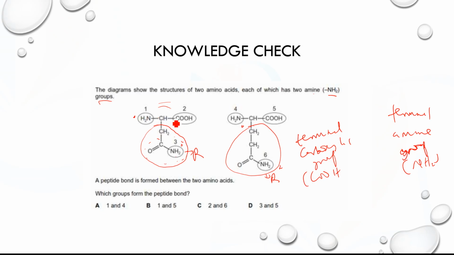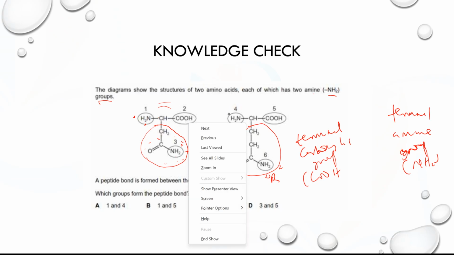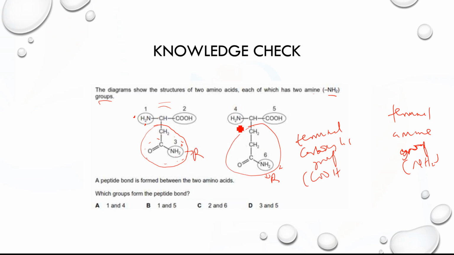Okay. So this is the terminal amine group of this amino acid. That's carboxylic. This is the terminal. All right. For this, this is carboxylic. Very important. So now, either the bond is formed between 2 and 4. All right. Is there an option that has 2 and 4? No. Or is it between 1 and 5? Is there 1 and 5?